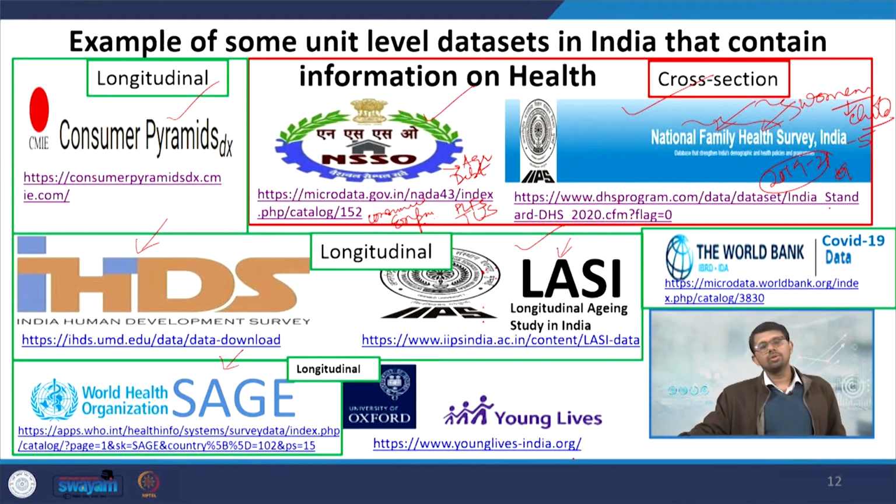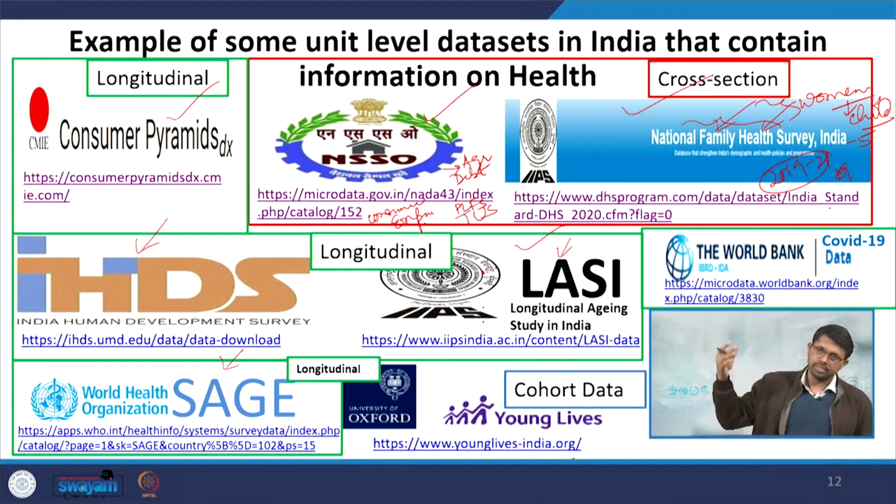Longitudinal means the data is collected or surveyed over different time periods with repetition of the households, and these are also called panel data. Another interesting survey that you can also track, like the Young Lives survey, is also panel data, specifically called cohort data.